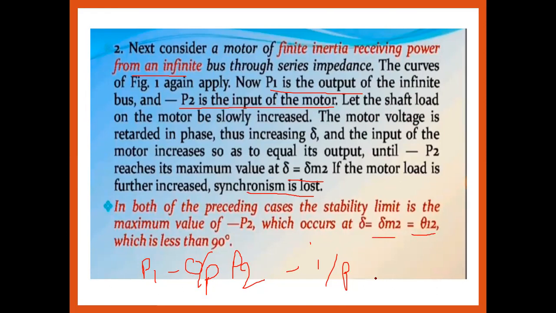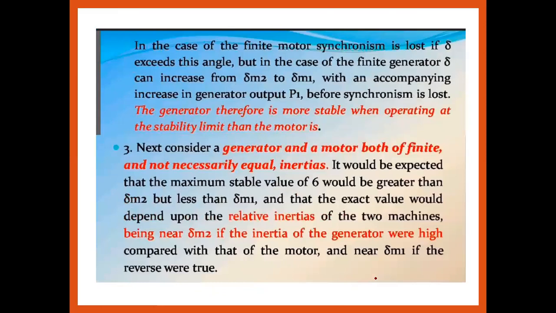Now in that case, if the finite motor synchronization is lost, if delta should be increased, that is the angle delta m2, and if delta m2 should be increased beyond 90 degrees, then what happens? The synchronization should be lost. Synchronization is lost in this condition if delta exceeds this angle.